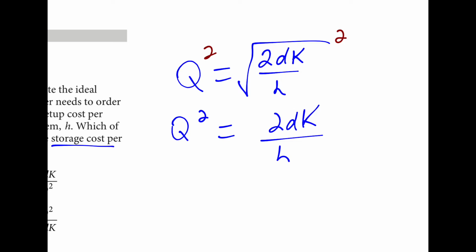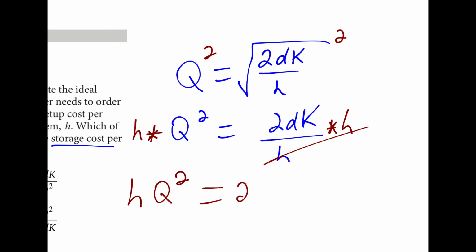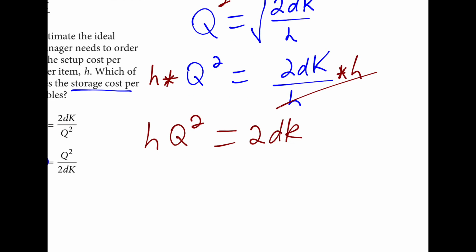Next I'll multiply both sides by h. This cancels out, and I'm left with h q squared is equal to 2dk. So this is where I will divide both sides by q squared.